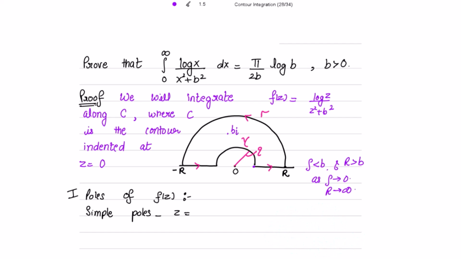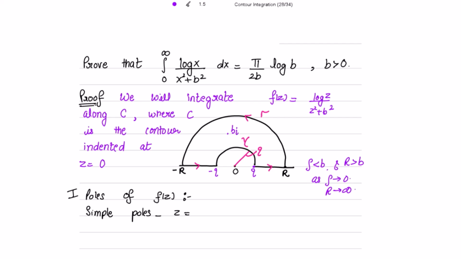And one thing more, this is the contour which is indented at z equal to 0, followed by the real axis from negative R to, okay, this is your semicircle gamma having the radius rho. So this point will be negative rho and this is positive rho, right? So we follow this contour from minus R to minus rho, then along the semicircle gamma, then from rho to R, and then along this semicircle tau, which is in the upper half plane, where rho is tending to 0 and capital R is tending to infinity.